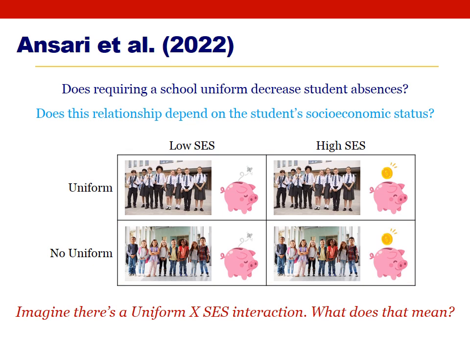Finally, imagine that we found an interaction between uniform and socioeconomic status. What does that mean? What it tells us is that the effect of uniform on attendance is different for low SES schools versus high SES schools. For example, maybe we find that students who wear a uniform have better attendance, but only if they go to a low SES school. In a high SES school, maybe uniform doesn't make any difference.